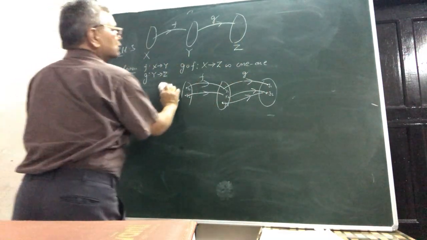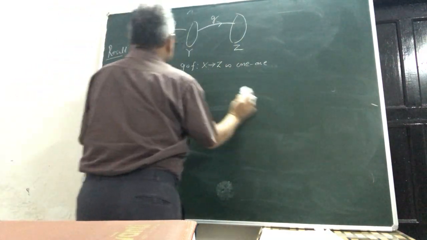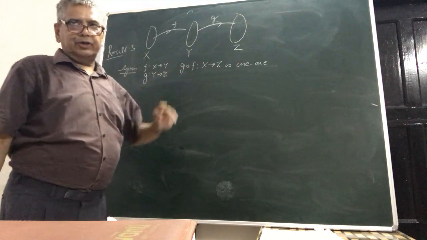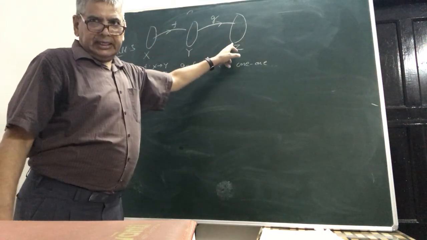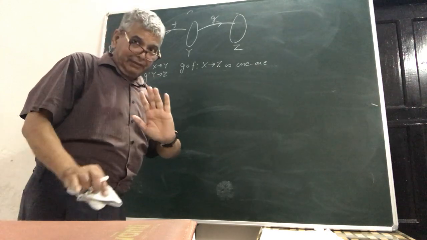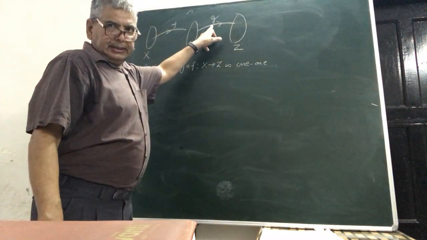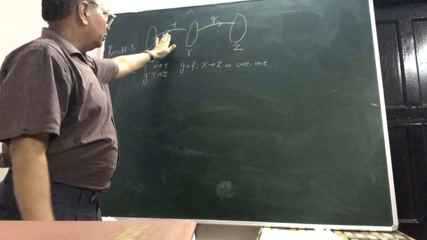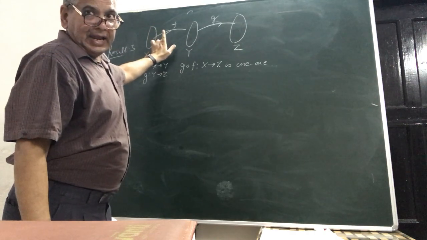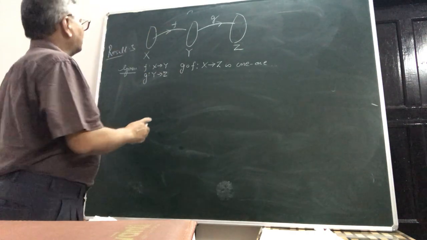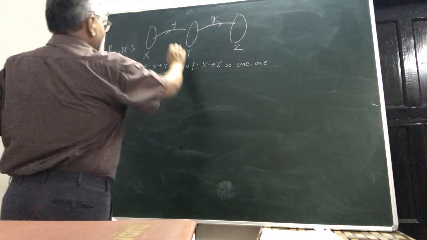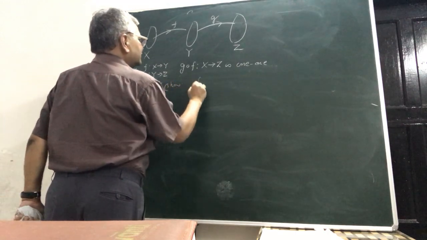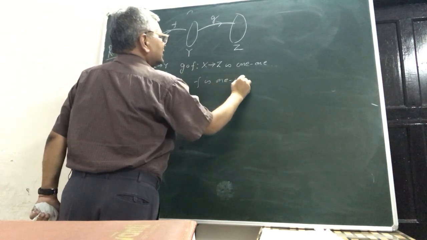One important result which we have established is that if f is a function from X to Y, g is a function from Y to Z, and g∘f is 1-1, this has been given, then g may be 1-1, g may not be 1-1. So this is one result. Now we will show that if g∘f is 1-1, then f ought to be 1-1. To show f is 1-1, given is g∘f is 1-1.